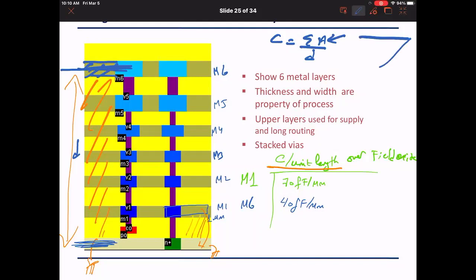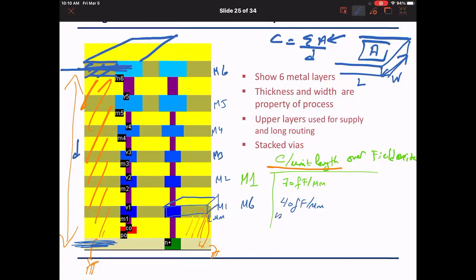Now of course it is not only this. Metal 6 may have a larger area. We said the wires become wider and bigger as they are higher, so the A may be larger per unit length. What is A? It is W times L. So if the width is larger, this means that I have a bigger surface of capacitance, as opposed to metal 1, which might have a smaller surface. So here the capacitance per unit length parameters differ a bit.